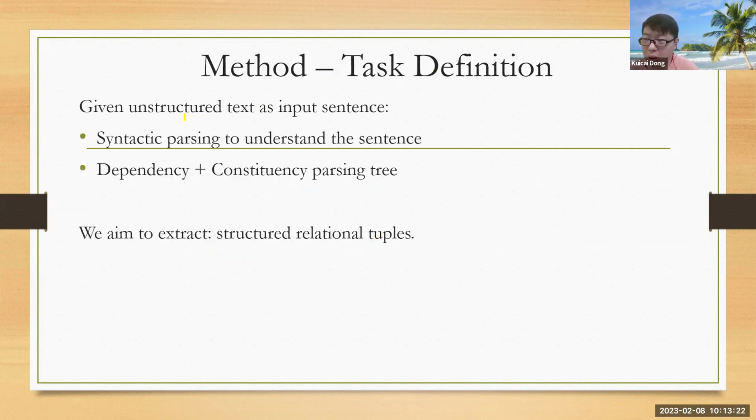Our task definition could be: given this text as an input sentence, we first perform syntactic parsing to understand the sentence. Then we use the dependency plus the constituency parsing tree in order to extract our final structured relational tuple. So our output will be a structured relational tuple, relying on the sentence plus the syntax information. That is the task definition. If you want more details, feel free to take a look at the paper.